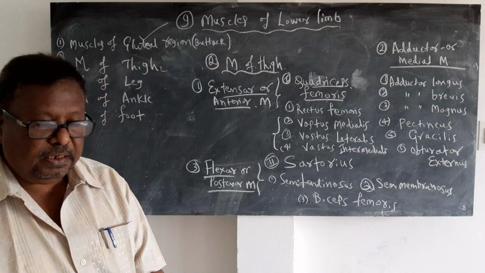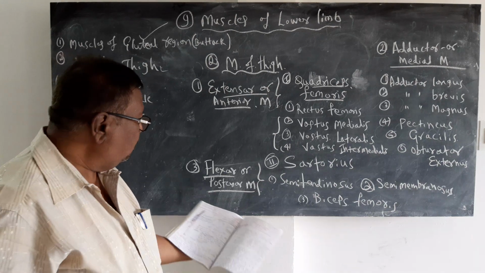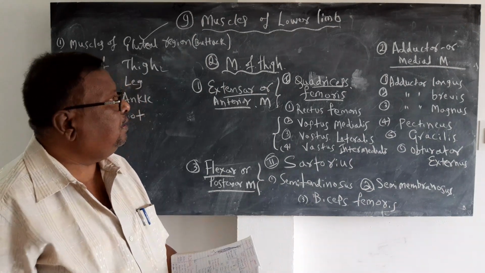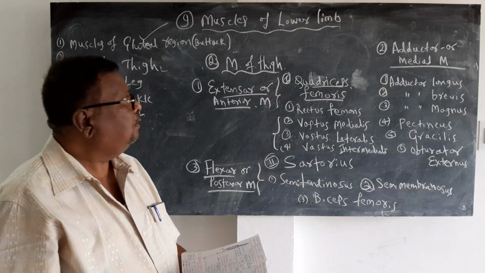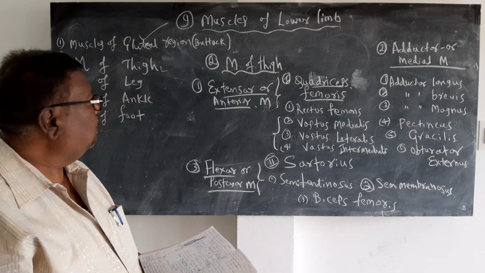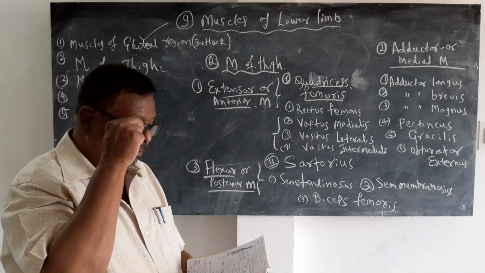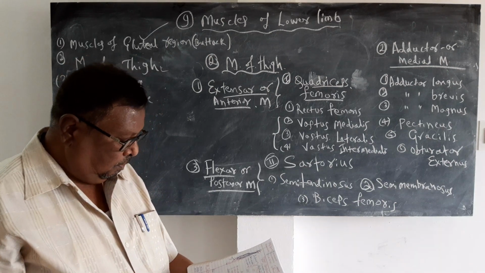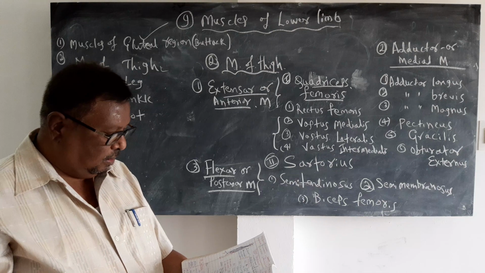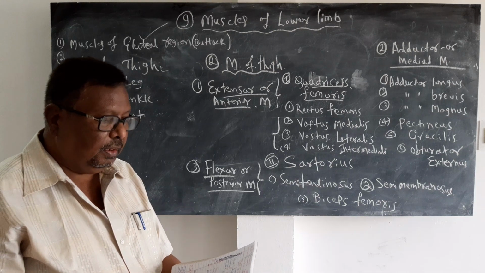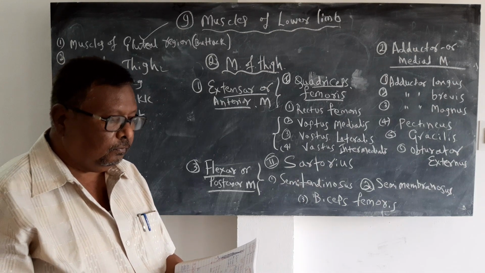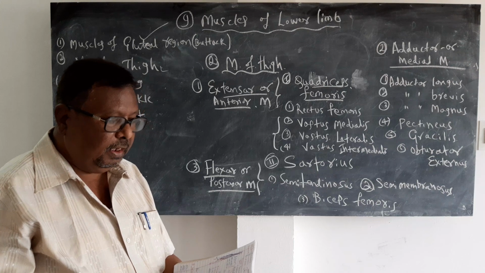Coming to the anterior or the medial muscles. Sartorius muscle is over. Coming to the next one, adductors or the medial muscles.